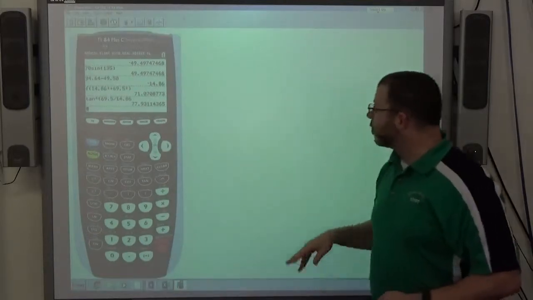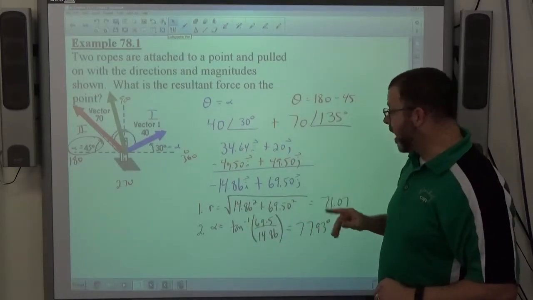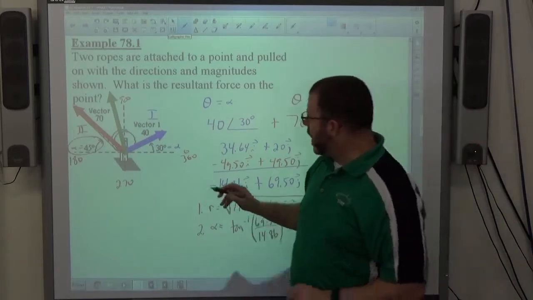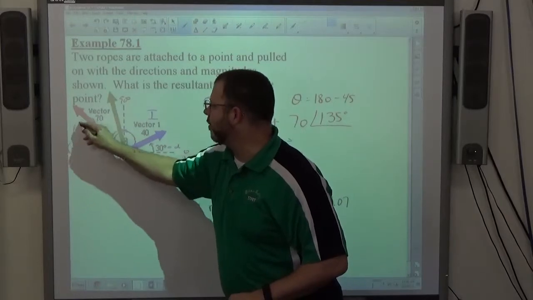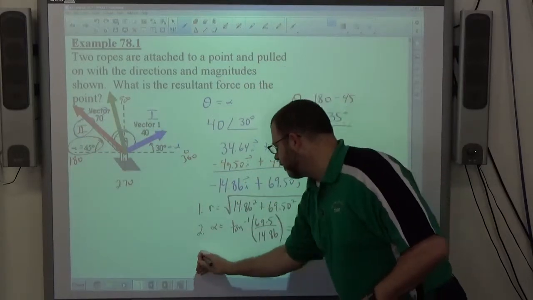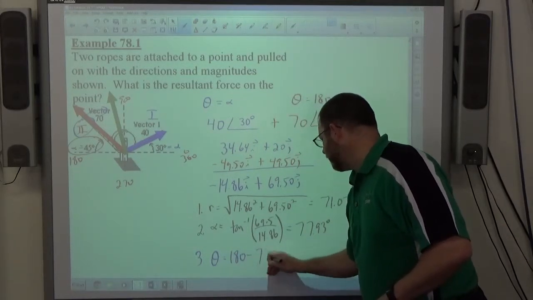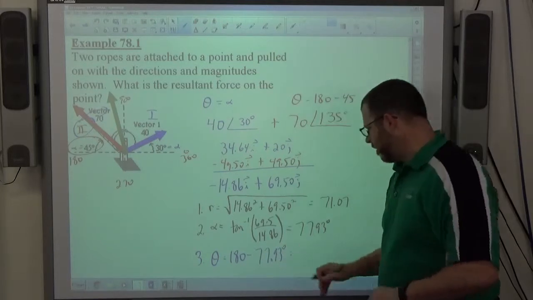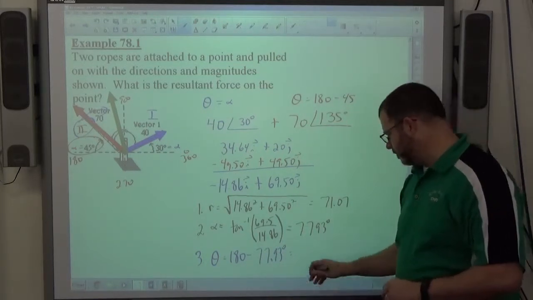Step 3. Theta is based on the quadrant. So if I'm going left and up, that puts me in the second quadrant, right? So the resultant vector is in the second quadrant. So for step 3, theta is going to equal 180 minus alpha. That comes out to 102.07.